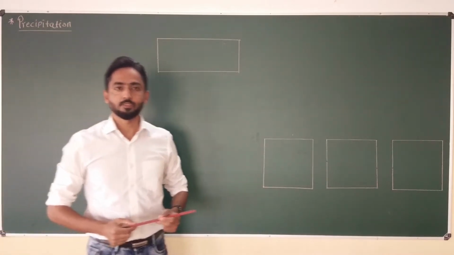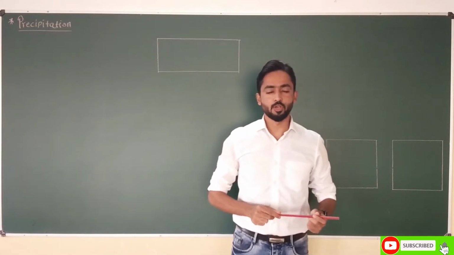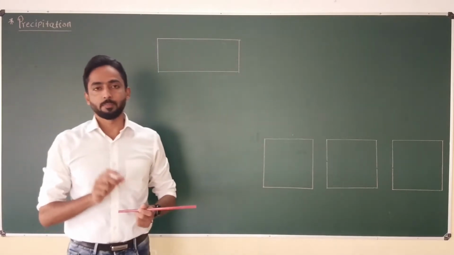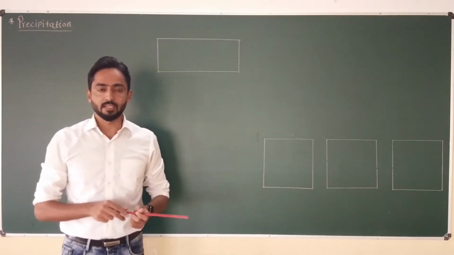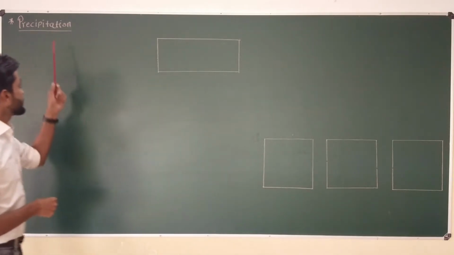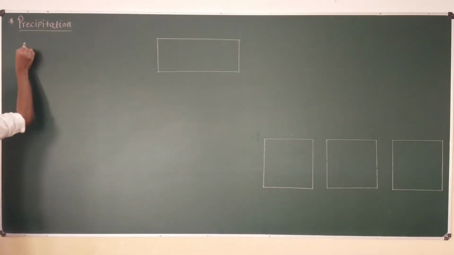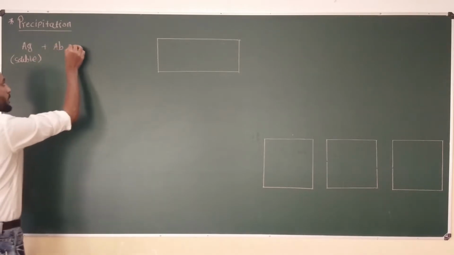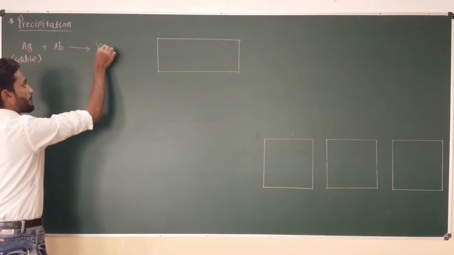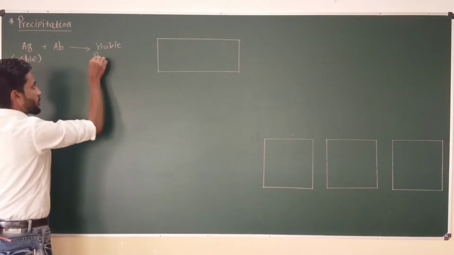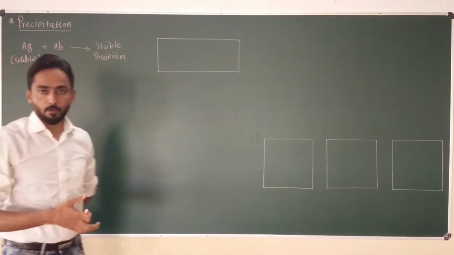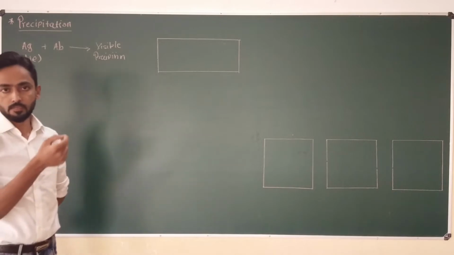Hello everyone. In the last video, I discussed the single radial immunodiffusion technique, which is also called the Mancini test. The technique is based upon a precipitation reaction, which is nothing but antigen-antibody interaction. In precipitation, a soluble, non-particulate antigen reacts with its antibody to produce a visible precipitin complex.